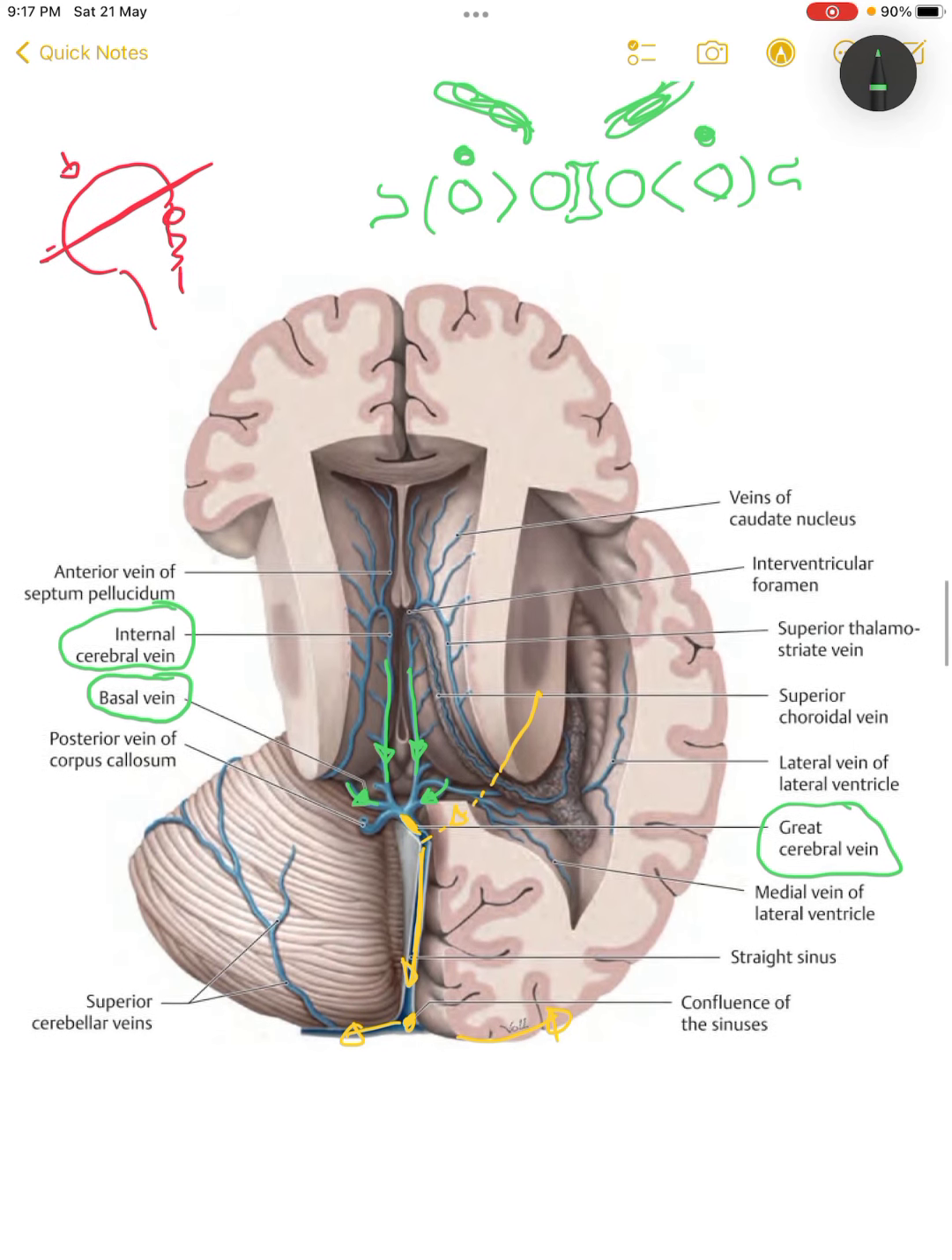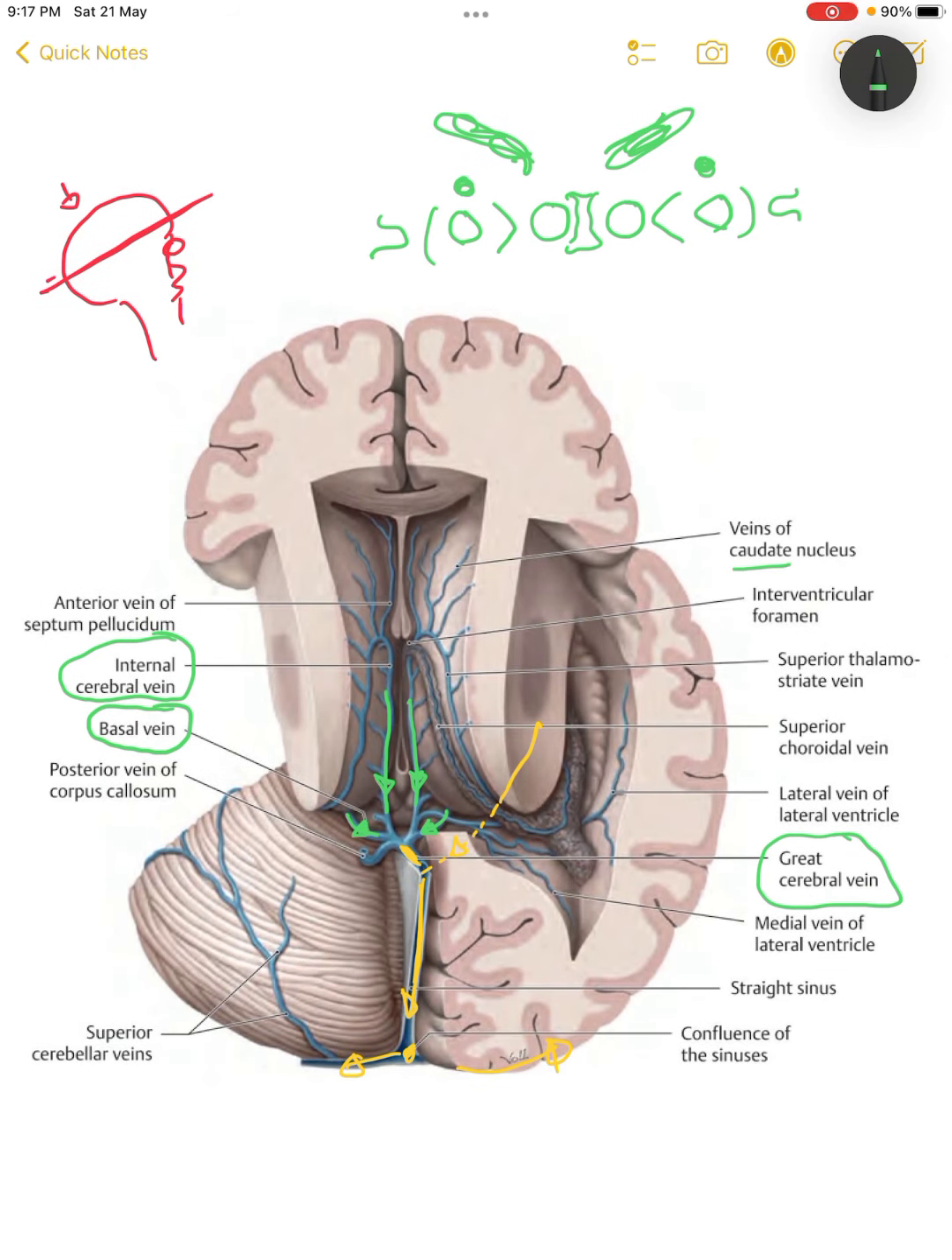Yes. So the branches will be what? So here, see here, supplying the caudate nucleus. So supplying the thalamus. And you guys already know in the ventricle there is what? Choroid plexus. So there should be choroidal veins. Yes. So see here, there is a choroidal vein. So there is a different way to memorize these veins. As I'm teaching you guys, just remember this way. It will be very easy for you to mug up this information.